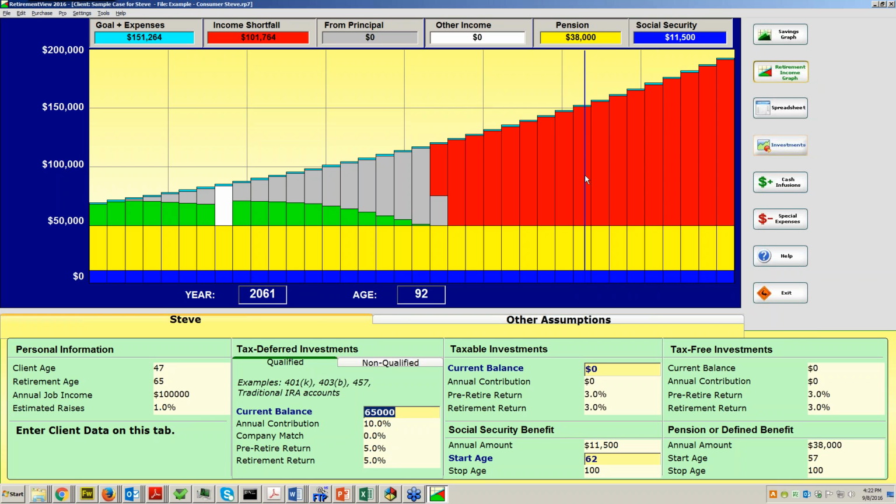And overall, with the current figures, the current numbers that you entered, it seems that there will be a shortfall around, I think, 80 years old. It seems the red section, the red.